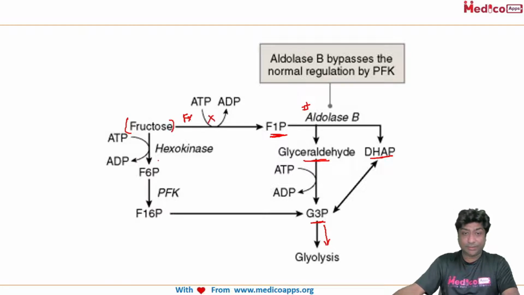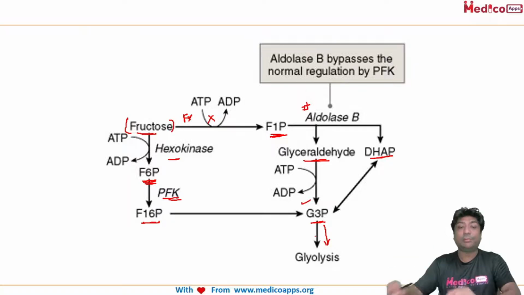Imagine if fructokinase is absent. Still, this fructose can be converted into fructose 6-phosphate with the help of hexokinase, and this fructose 6-phosphate will be converted into fructose 1,6-bisphosphate with the help of phosphofructokinase, and again it will be broken down into glycerol 3-phosphate and go into glycolysis. So fructose can go into both pathways.